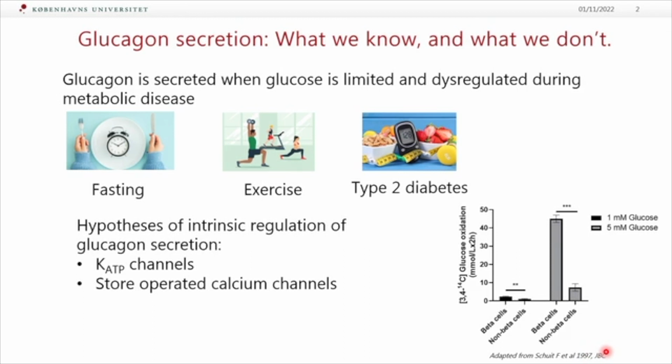So my project focuses on alternative substrates, namely fatty acid, and how oxidation of this substrate can help to regulate ATP dynamics in the alpha cell and glucagon secretion.